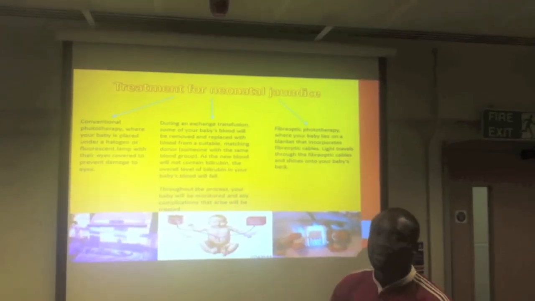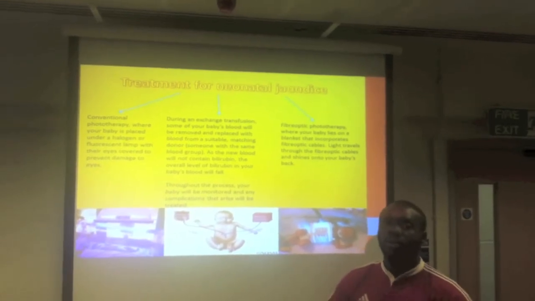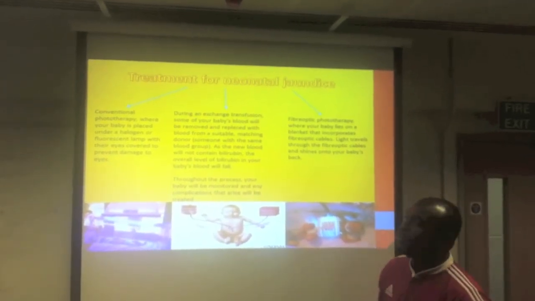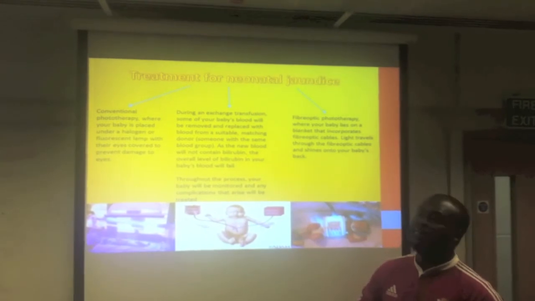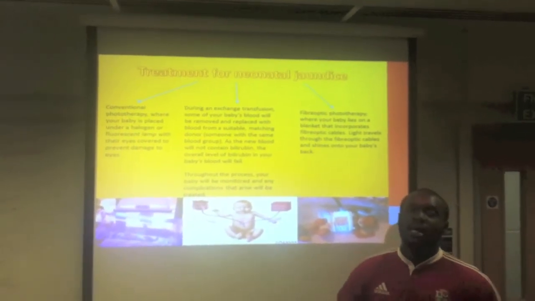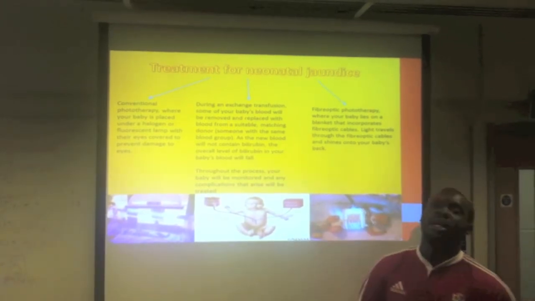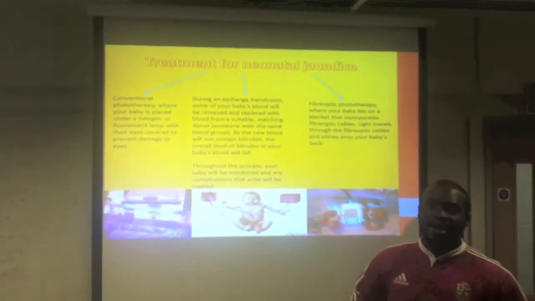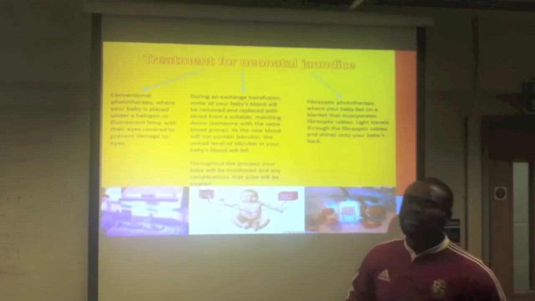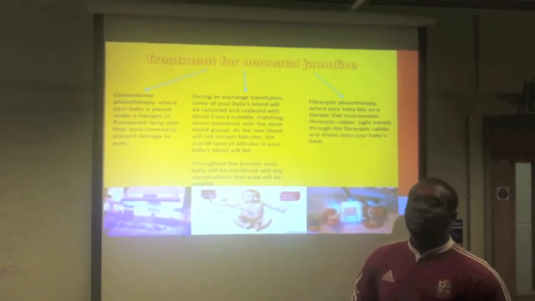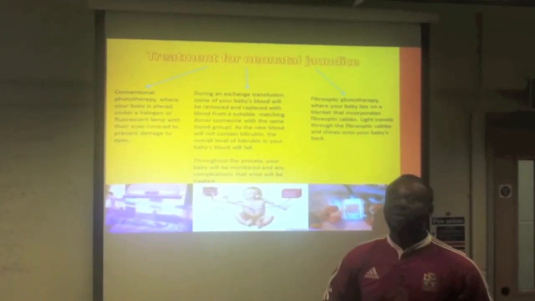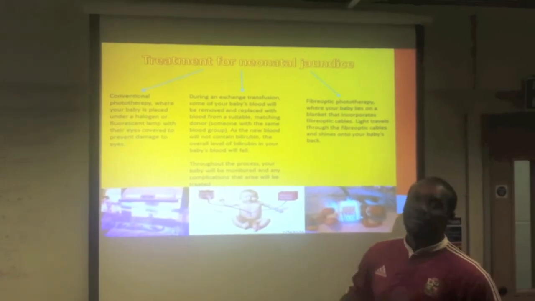There are two types of treatment, one for neonates and one for adult jaundice. The first type of treatment in neonatal jaundice is conventional phototherapy. This involves the use of fluorescent halogen lighting, as you'll see over there, where the light causes the bilirubin in the blood to be converted into waste products, which will be excreted out of the baby's body via the urine.